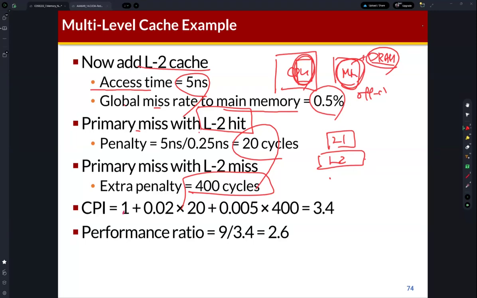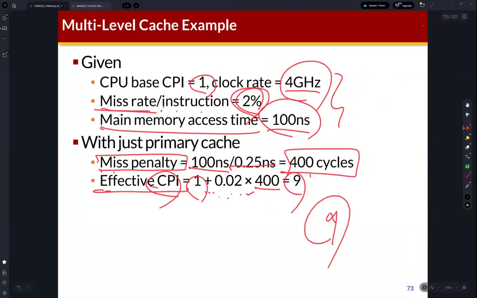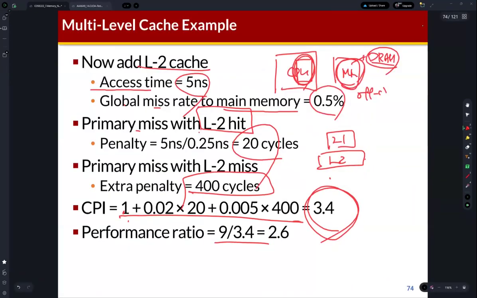So this is the CPI. You can observe that the CPI is reduced, right? And then what is the performance comparison based on the level 1, the L1 cache system? So we can observe that the performance is increased by 2.6 times, right?